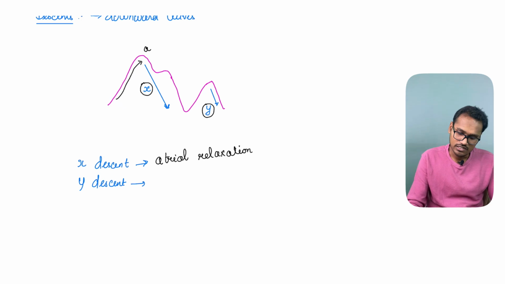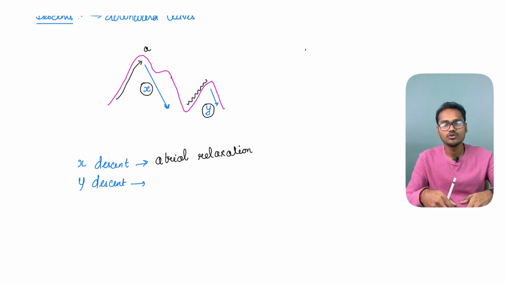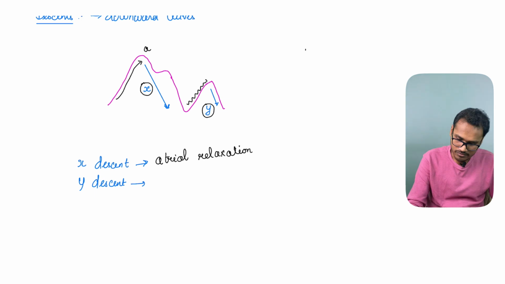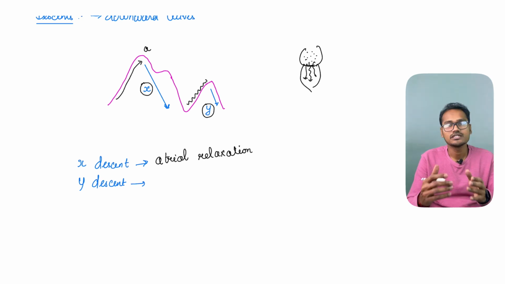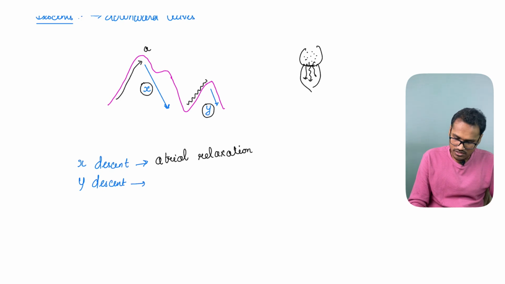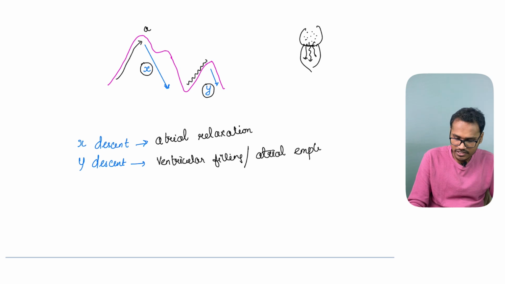Whereas Y descent, now what has happened? In the venous return, the venous blood is filled, and after that, when the tricuspid opens, the blood is going to go into the ventricle and there is going to be a pressure drop. The valve was closed here, the C wave was created, and after that it is getting filled. Once this valve opens, the blood is going to flow into the ventricle and the pressure is going to come down from the JVP. So this is nothing but ventricular filling, or otherwise we can say atrial emptying. The atrium is emptying into the ventricle.